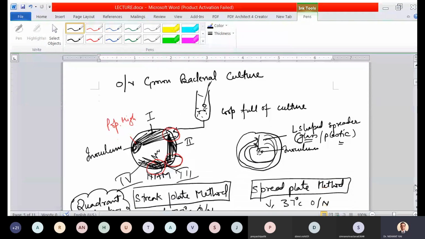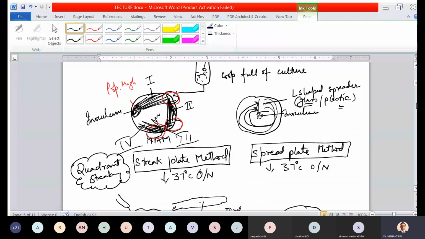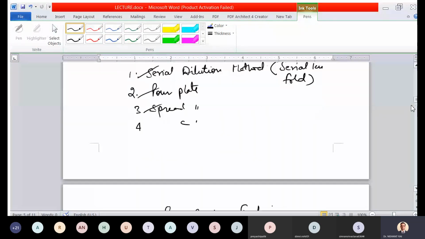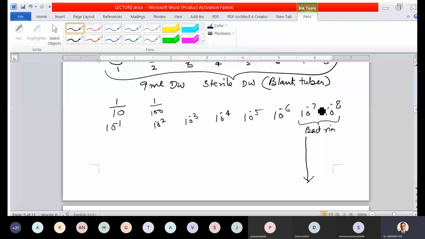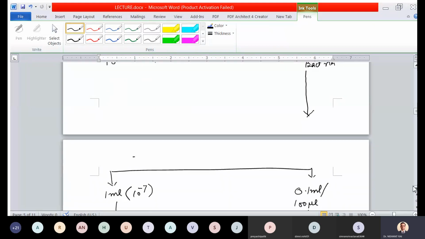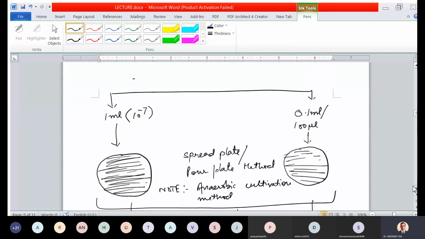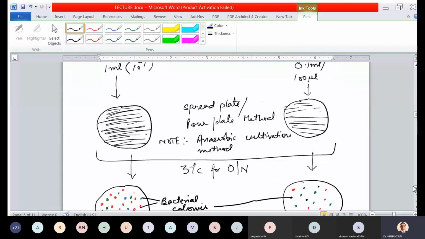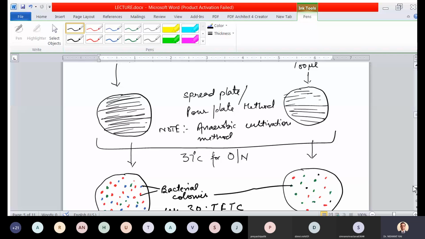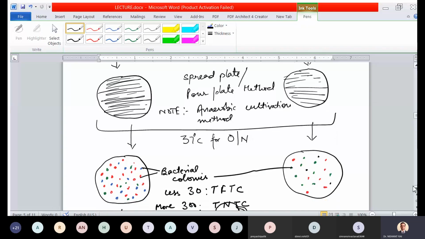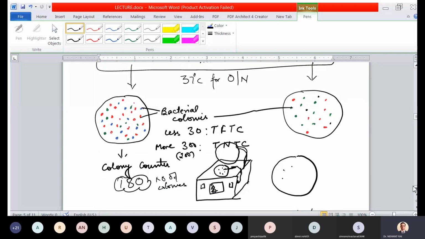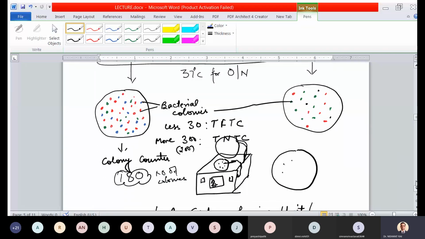So we have taken a soil sample, okay, and the soil sample you have diluted tenfold. Then you have selected the 10 to the power minus 7 dilution. From the 10 to the power minus 7 dilution, you have selected 1 ml and 0.1 ml, right? Then you have spread it onto the plate. You have incubated it. Then you will observe the colonies. With the help of a colony counter, you will count the colonies.